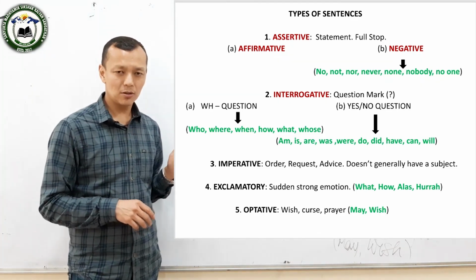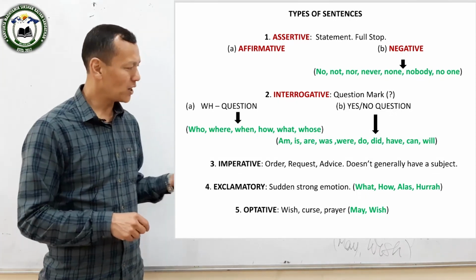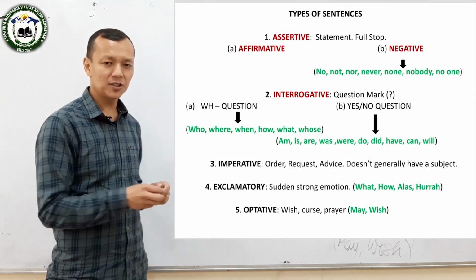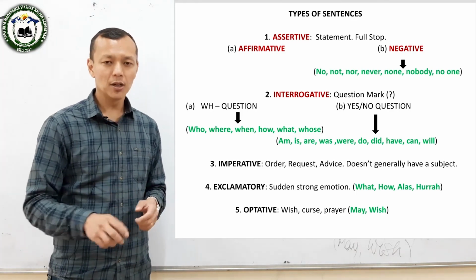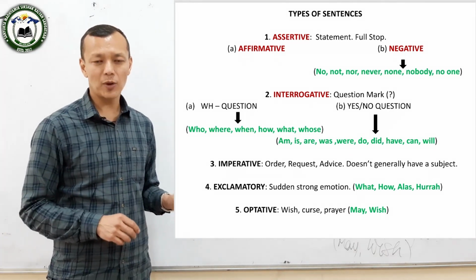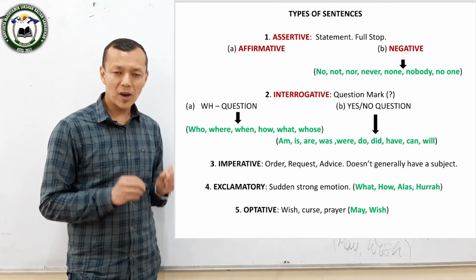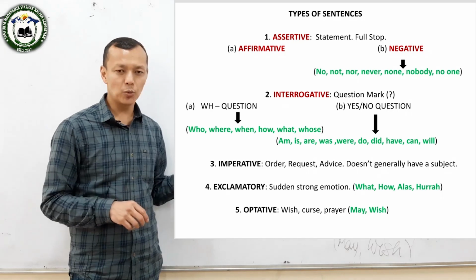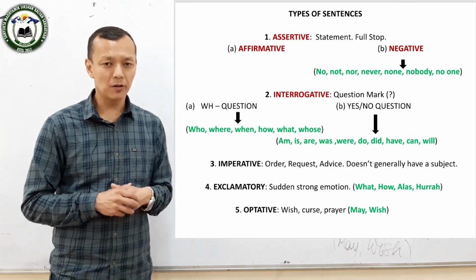Interrogative sentence is also of two kinds. Now to simplify things for you, we have said one type of interrogative sentence is the WH question. The other one is a yes no question. WH question भनेको questions which begin with WH words like who, when, where and so on.